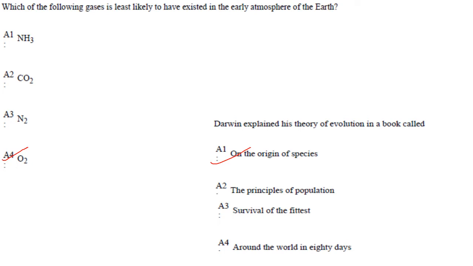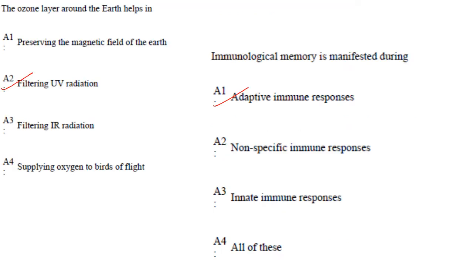Then next one. Darwin explained his theory of evolution in a book called On the Origin of Species. Answer is option 1. Then the ozone layer around the Earth helps in. So the ozone layer helps in filtering UV radiation, especially UVB. Answer is option 2.